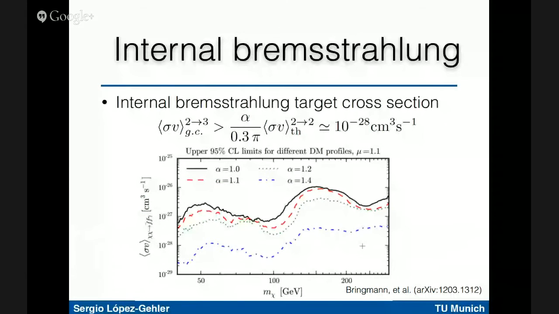I'm just flashing here the status of internal bremsstrahlung. The issue here is that since we attach a photon, we have an extra coupling alpha, and we have phase space suppression. So the target cross section also gets translated to a lower value.